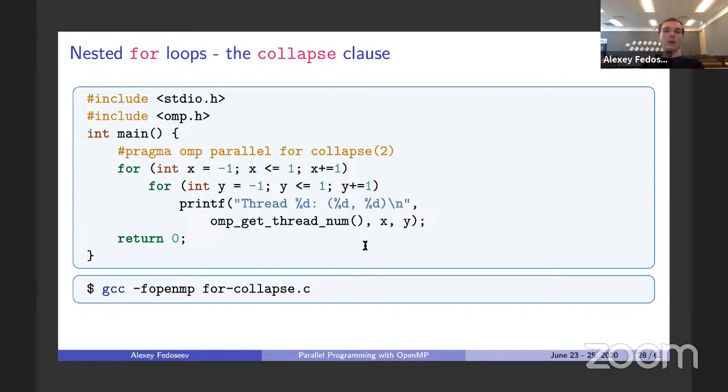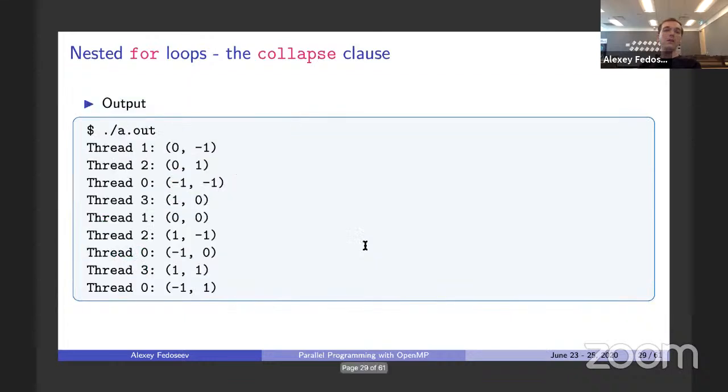Now, sometimes you have for loops that are nested. So here's an example of a nested for loop. In order to make it parallel, I simply add a collapse clause. So pragma omp parallel for collapse, and then I specify how many nested loops I have. In this situation, I have 2. And on the next slide, you can see how the workload was divided between the threads.